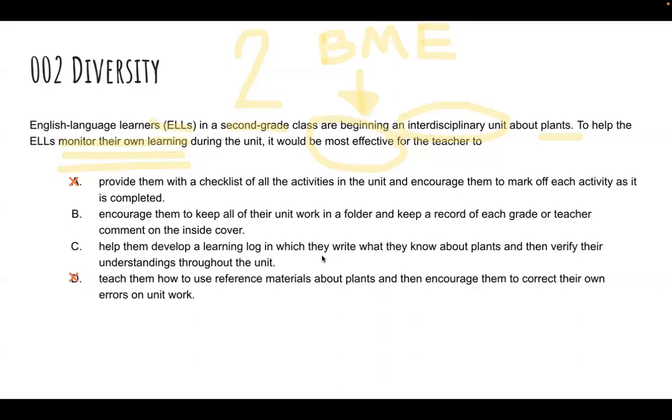B is them simply keeping a portfolio and having a grade or a comment, but it still lacks that monitoring of understanding, that reflection of understanding. Verifying my understanding after I've already written is an excellent way of getting students to think about their thinking and to correct misconceptions and things that were not fully fleshed out or comprehended. Does everyone understand why C is actually the best answer? Yes, ma'am. Excellent.